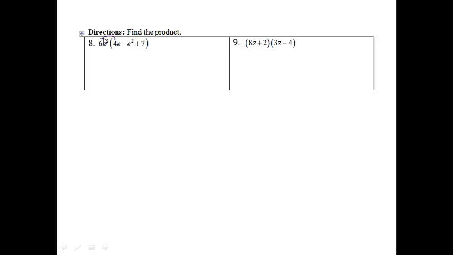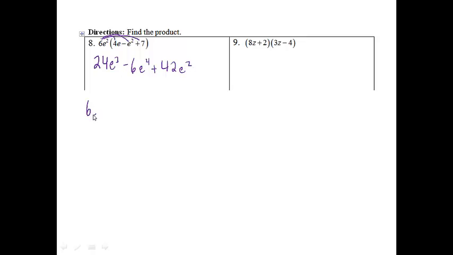All right, this one, if we do the arrows, we're going to distribute. I'm going to get 6e squared times 4e will be 24e to the third. And then minus 6e squared times e squared will be 6e to the 4. Remember, I'm adding my exponents on the variables. And then plus 6e squared times 7 is 42e squared.